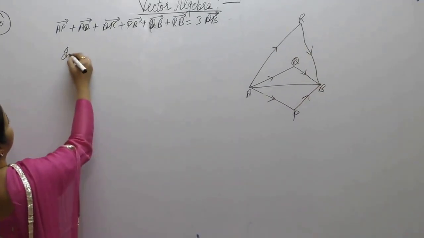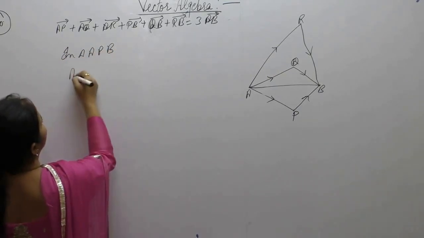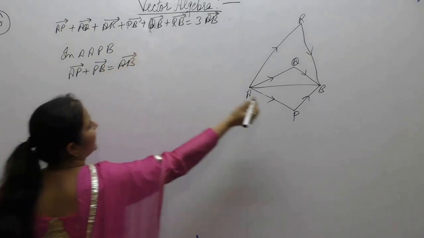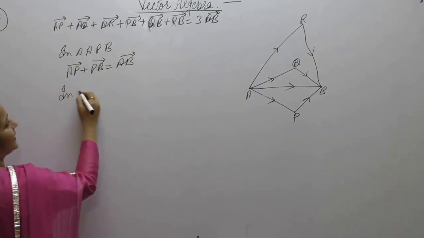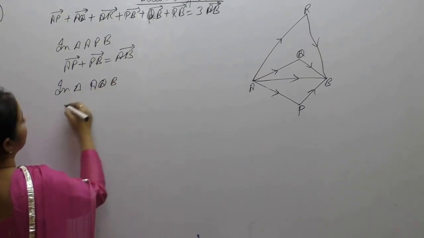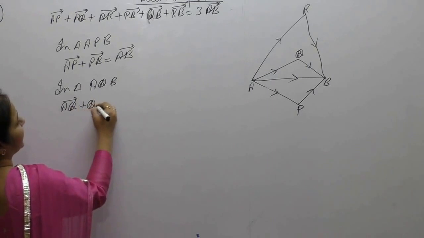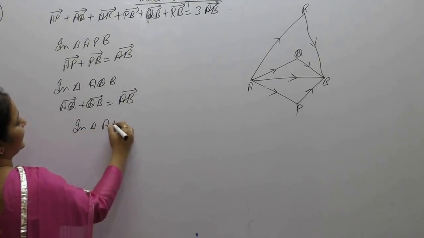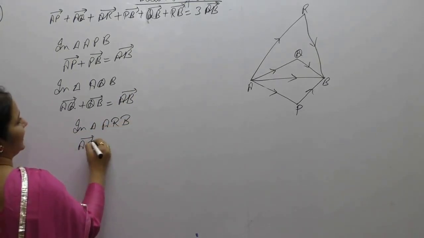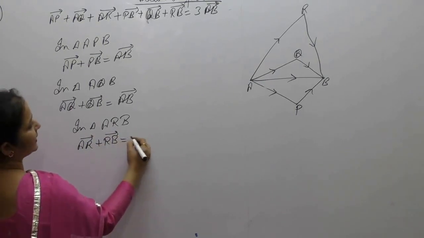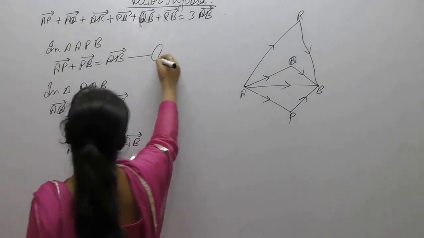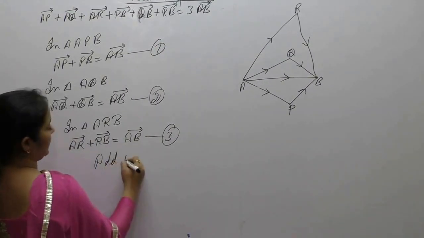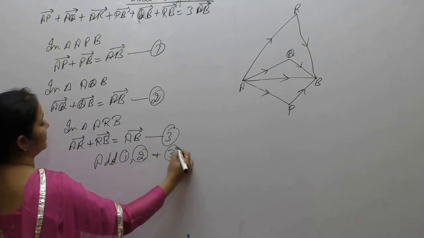Now in triangle APB, AP vector plus PB vector is equal to AB vector. In triangle AQB, AQ vector plus QB vector is equal to AB vector. In triangle ARB, AR vector plus RB vector is equal to AB vector. Now add these 3 equations.